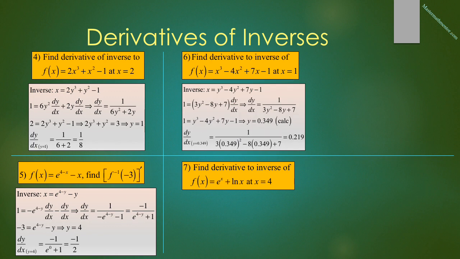In 6, we're asked to find the derivative to the inverse of f of x equals x cubed minus 4x squared plus 7x minus 1 at x equals 1.